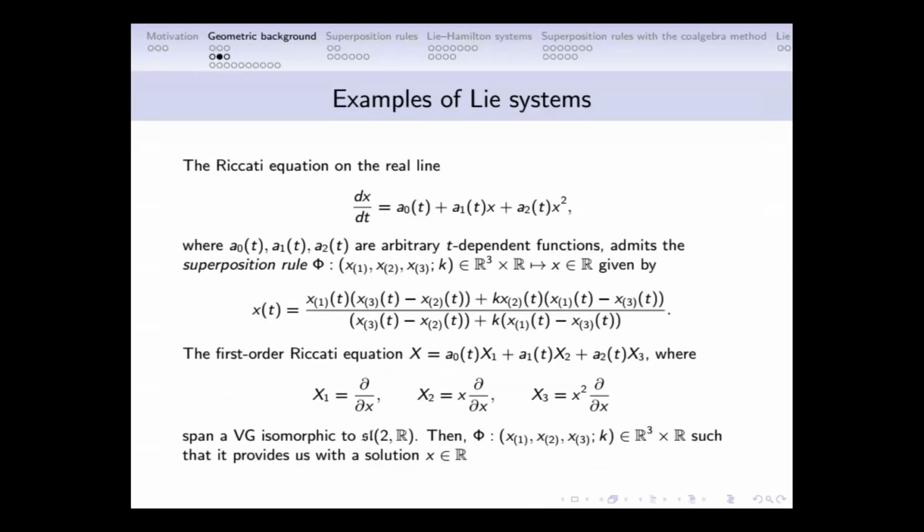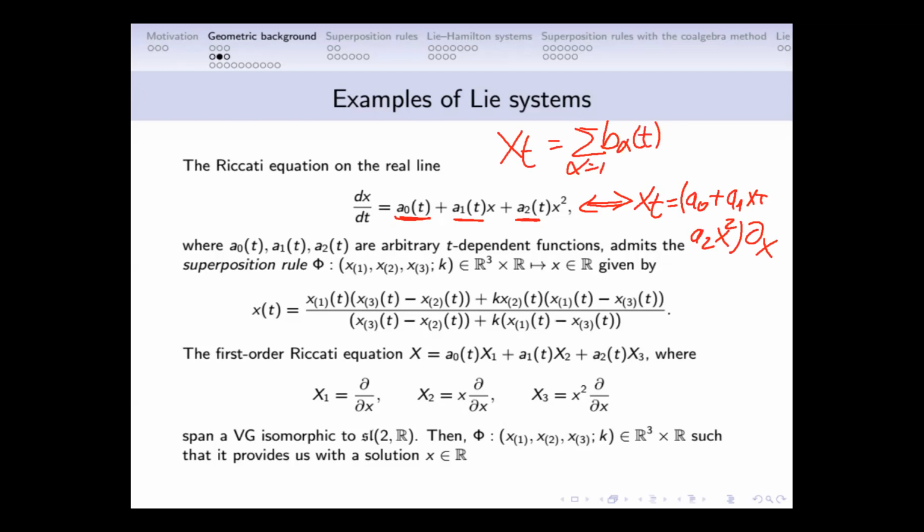So this is the Riccati equation on the real line. It's an ordinary differential equation, and as you can see, there are some time-dependent coefficients here. And as we said, we can write it in terms of a time-dependent vector field. In this case, it would be this one plus a2 x squared, with respect to x. And what we have to find is that this time-dependent vector field can be split as the sum of certain coefficients that depend on t and certain vector fields that do not depend on t.